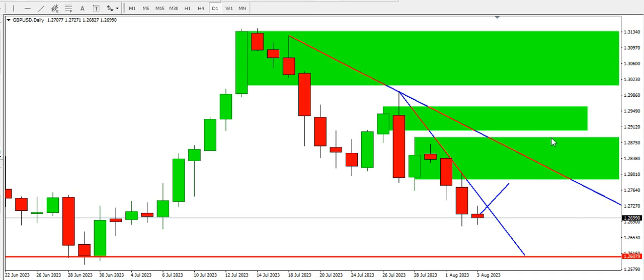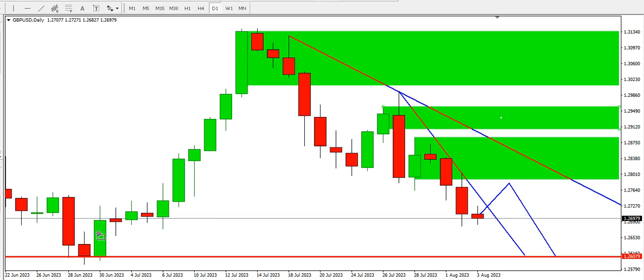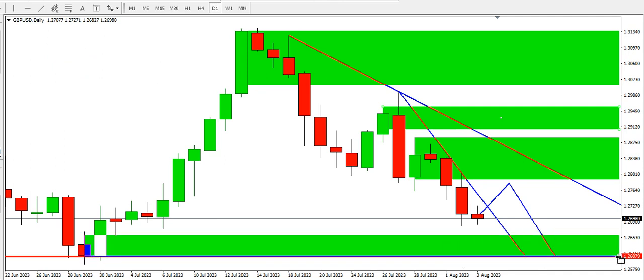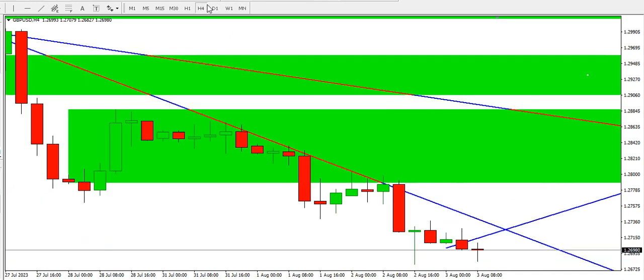So many sellers are lined up on the way to the top, so price is going to have some difficulty going up. If price cannot go up, we expect price to continue to drop until it possibly gets to this demand zone, this particular order block, where we might see some level of rise before price possibly goes down some more. So that's that for the daily time frame.